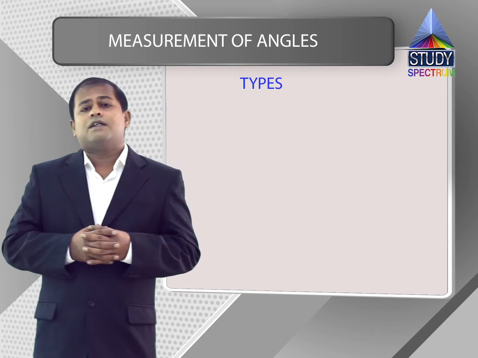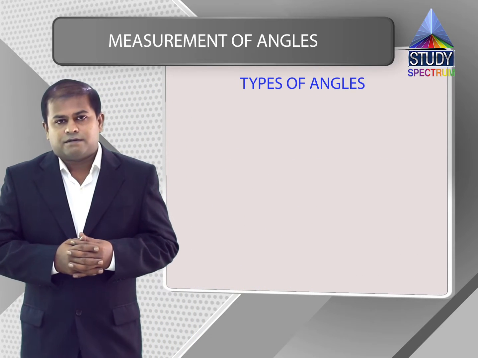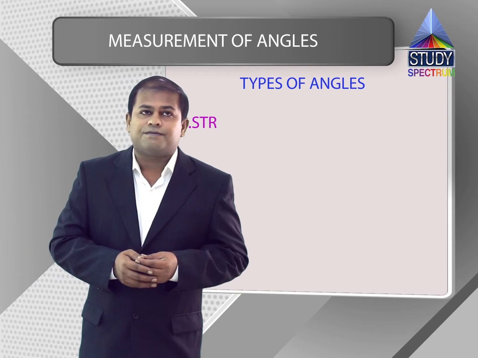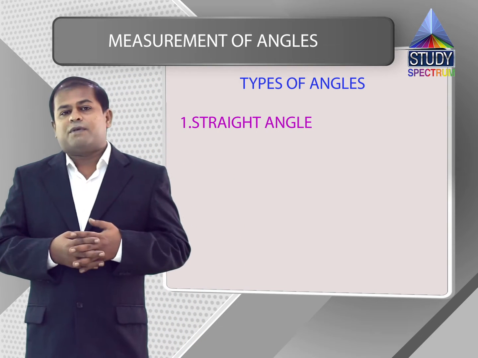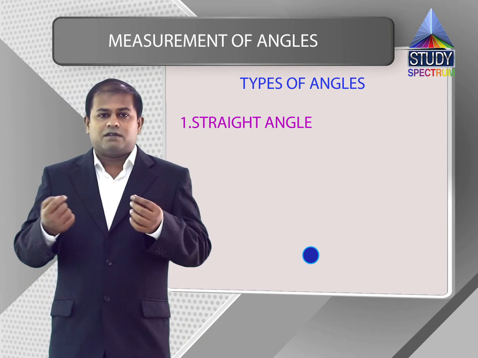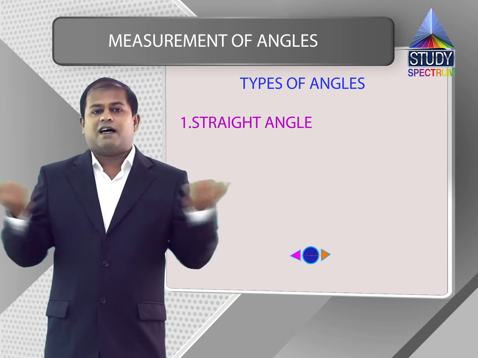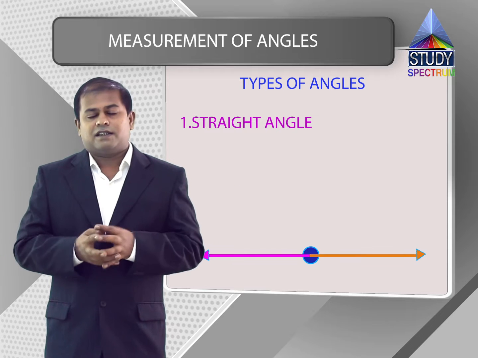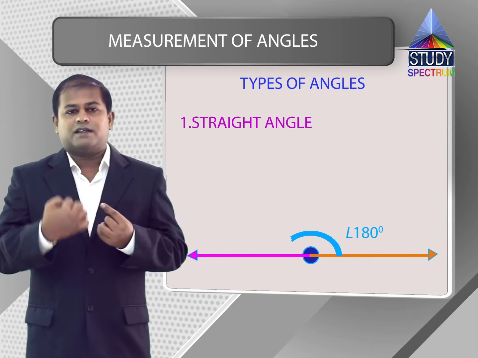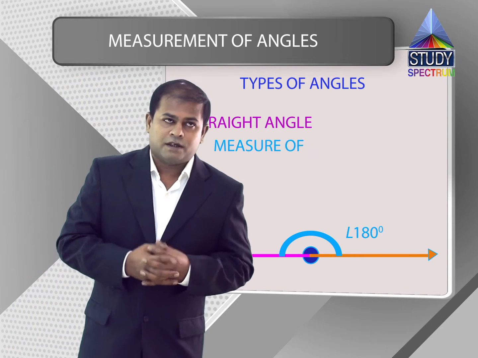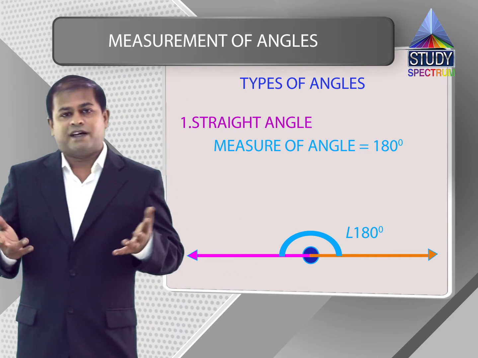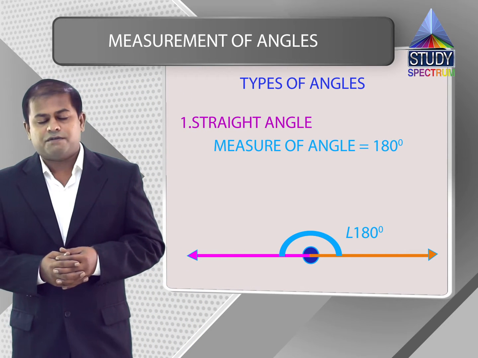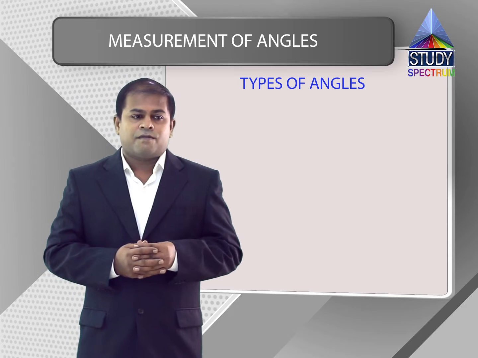Moving next to types of angles or angles of different measure. Straight angle: if you remember, if the two arms are exactly in opposite direction, then the angle formed is known as straight angle, and the degree measure of it is 180 degree.